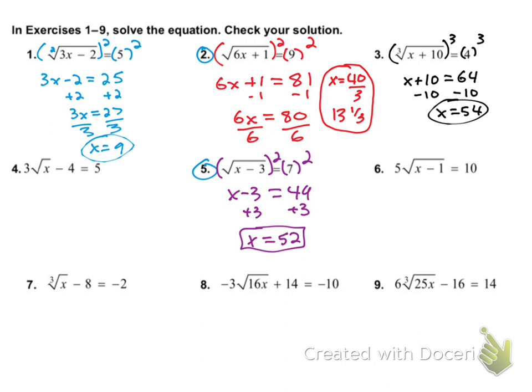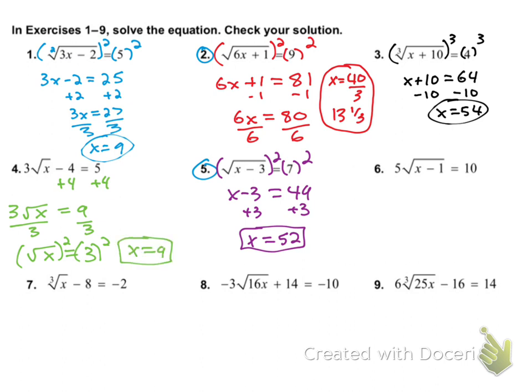All right, next, number 4. The radical is not isolated. Okay? You've got to isolate it. So first step, reverse PEMDAS, I'm going to add 4. That gives me 3 times the square root of x equals 9. Then I'll divide by 3. Square root of x equals 3. And at that point, I have now isolated my radical, and I can square both sides. Which gives me x equals 9.